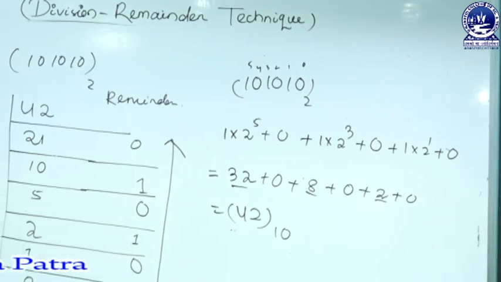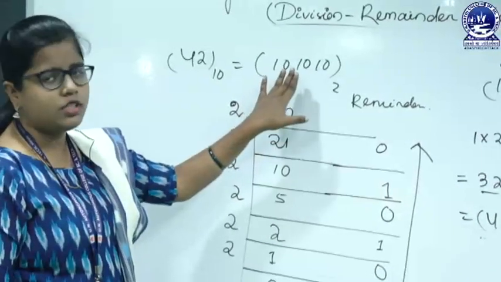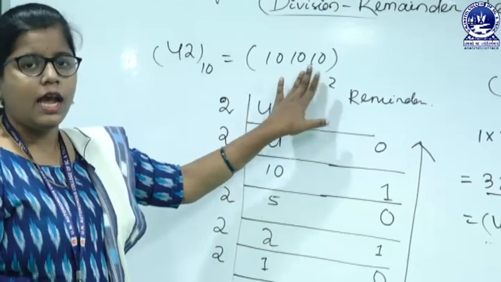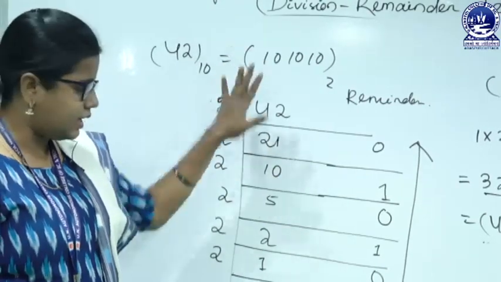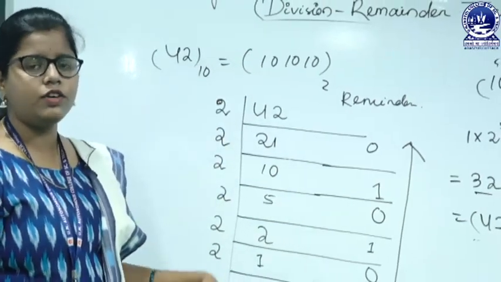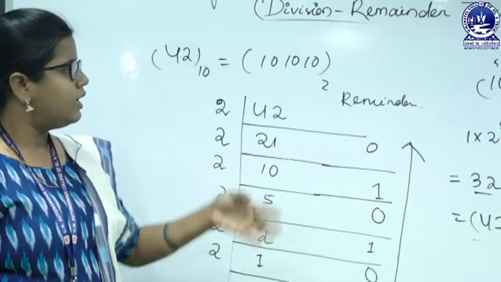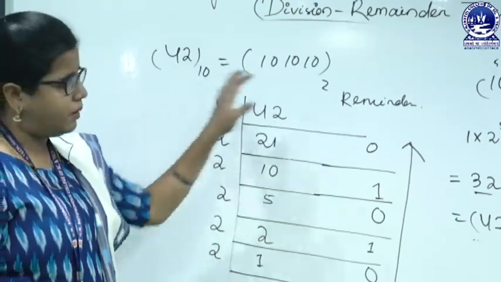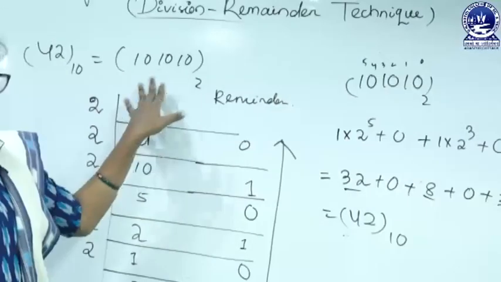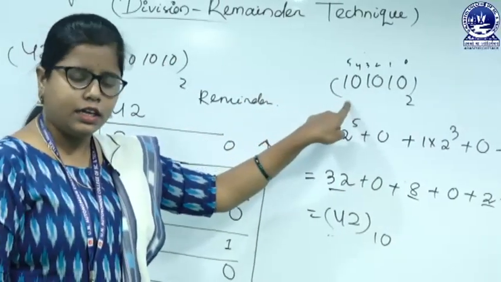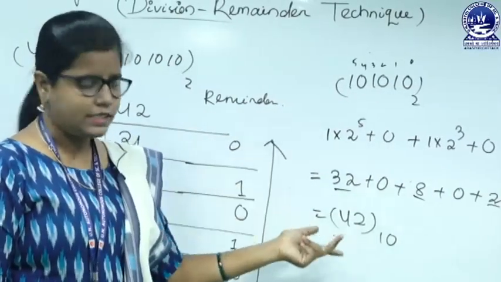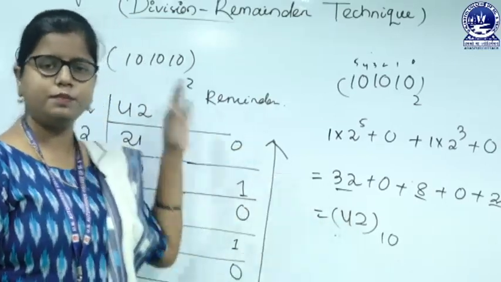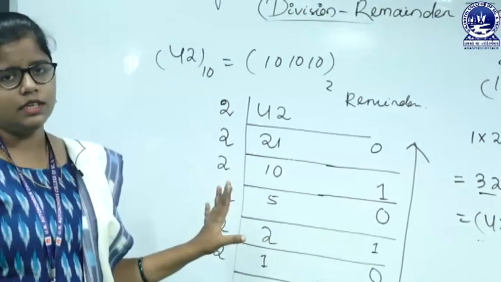So when we convert 42 into binary, we got 101010, and to check whether this conversion is correct or not, we need to convert vice versa, that means binary to decimal. So here we converted this binary into decimal and we got 42. This means this conversion is correct.